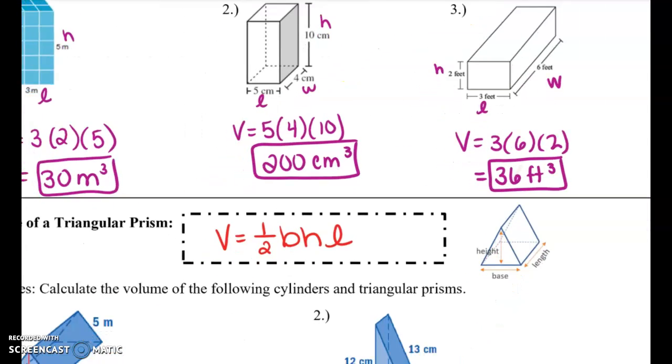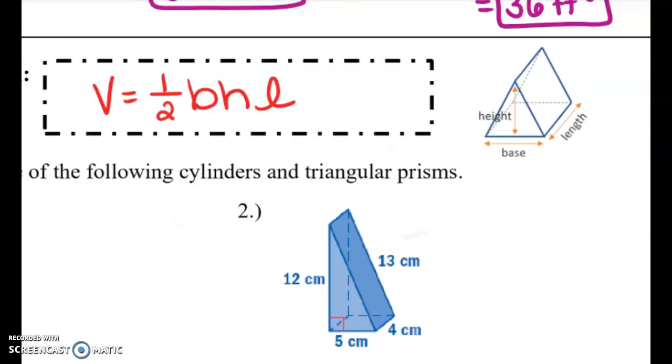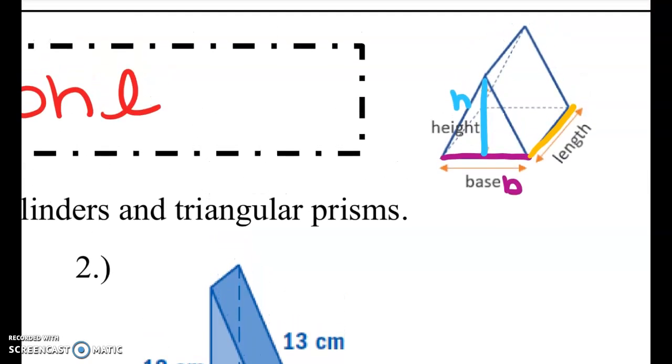Now with a triangular prism, you multiply the three numbers together, but then you have to multiply by 1/2. And the base is actually the bottom of the triangle. That's what the base is. The height is how tall the triangle is from top to bottom. And then the length they're calling is the distance between the two triangles. So do you see how you kind of have a triangle here at the front and you have a triangle here at the back? The distance between those two triangles, they're calling that the length. Okay, so we'll use the L for that.